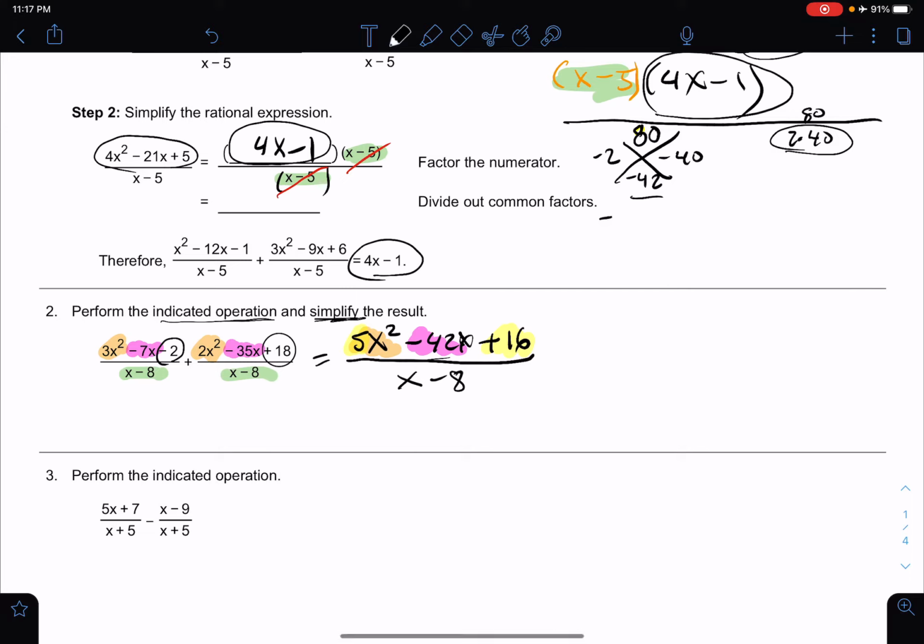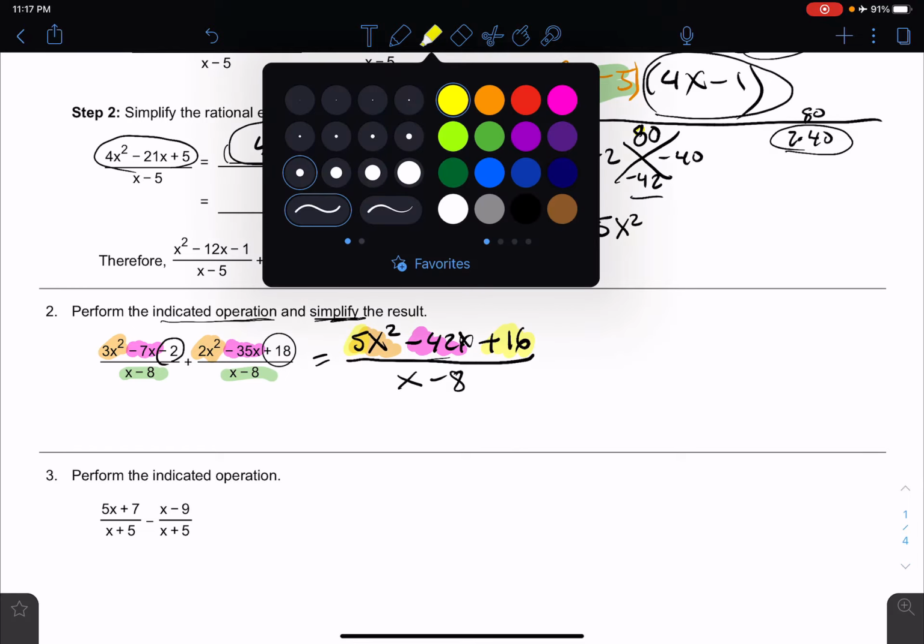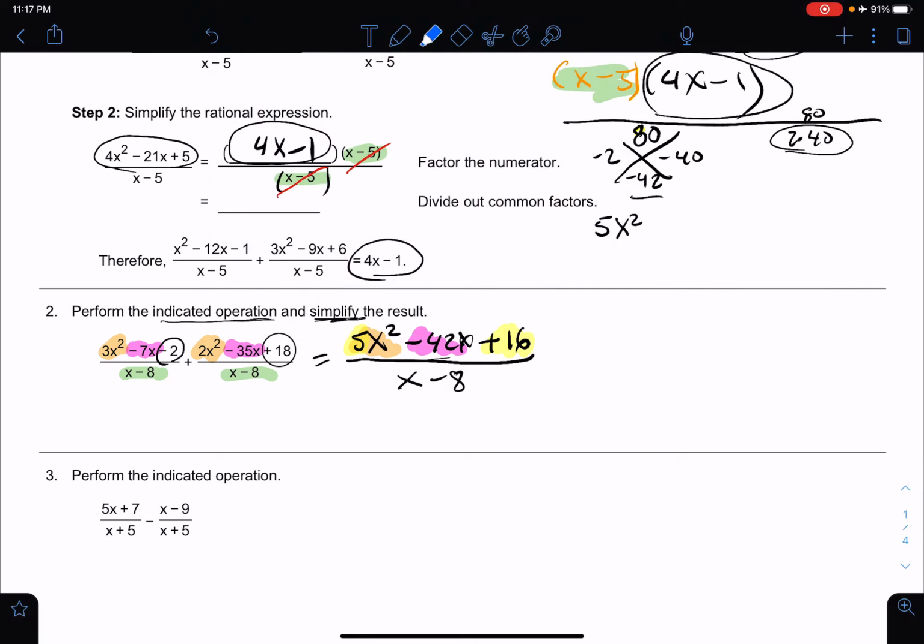So then let's go ahead and do the grouping thing. So this is going to be 5x squared. Remember, of course, when we're doing this grouping, we're going to have to replace that negative 2 and negative 40 with our negative 42 that goes in the middle. So let's go ahead and take care of that right now. Negative 2x minus 40x just replaced this blue negative 42x, and I copy down the 16. Now we factor by grouping these two pieces, and the only thing in common is an x.